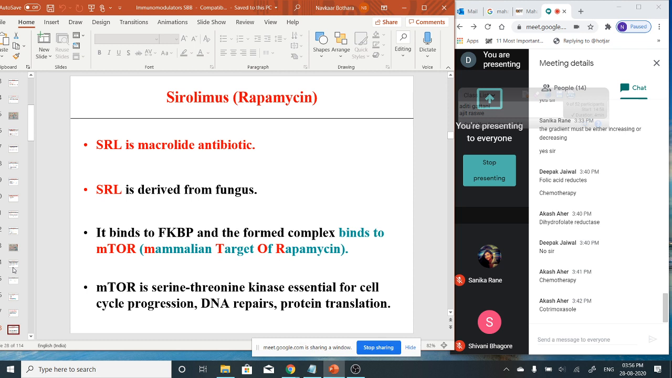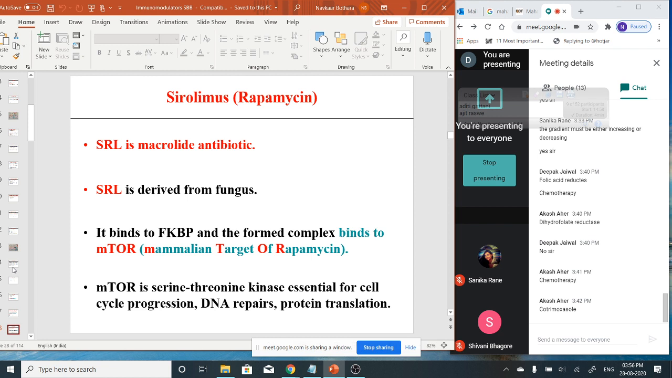Next one in that case is sirolimus. It is a macrolide antibiotic, again derived from fungus. It inhibits FK binding protein and forms a complex which binds to a typical thing that is called mTOR. So this is again a very popular one because it was not understood where this rapamycin is acting. When it was tried, the researchers found that yes, it is causing immunosuppression, but the site is different from cyclosporin and the site is different from tacrolimus. So what must it be?